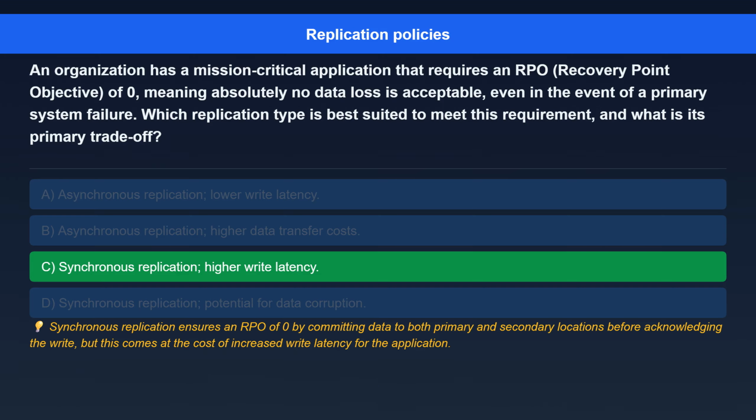The correct answer is synchronous replication, higher write latency. Here's the explanation. Synchronous replication ensures an RPO of 0 by committing data to both primary and secondary locations before acknowledging the write, but this comes at the cost of increased write latency for the application.